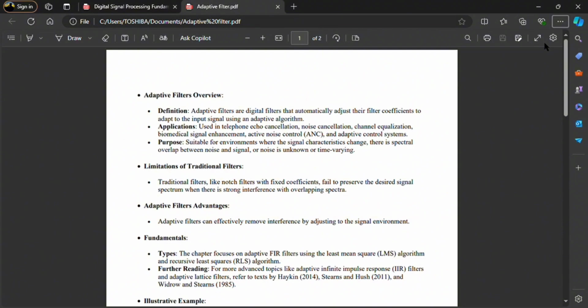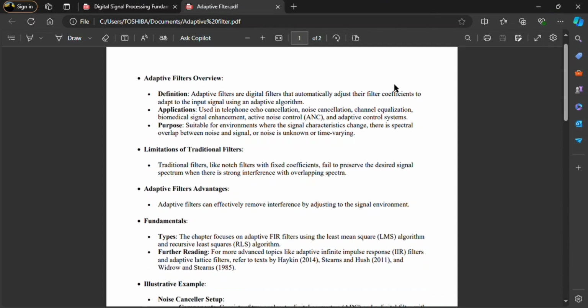Then the limitations of traditional filters. Traditional filters like notch filters with fixed coefficients fail to preserve the desired signal spectrum when there is strong interference with overlapping spectra. The adaptive filter's advantages: adaptive filters can effectively remove interference by adjusting to the signal environment.